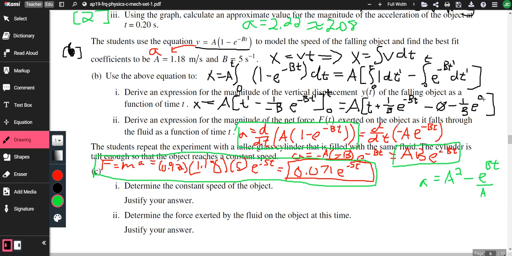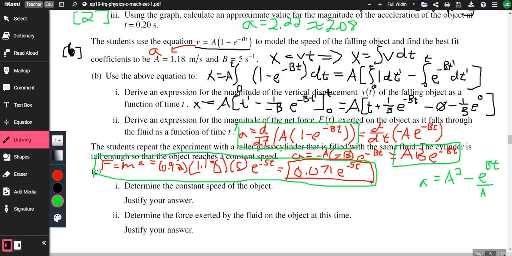All right. So now we have to get to part C, and great, it's actually kind of blocked out. So they want us to figure out the constant speed of the object, and they said that this ends up being filled so that it actually does end up reaching this constant speed term. So there is a few ways to actually do this. Let's see.